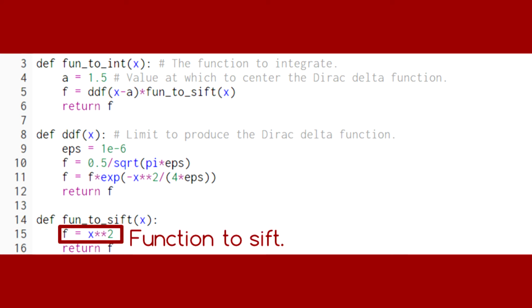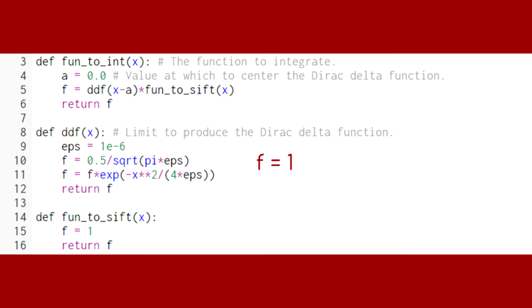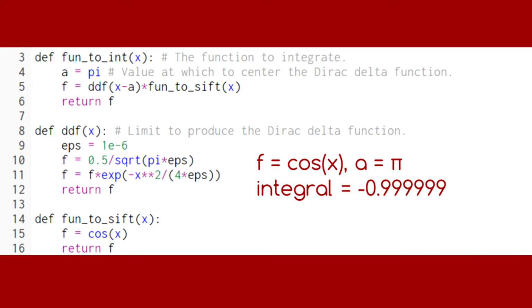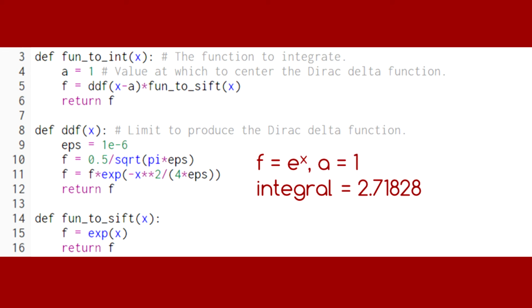Let's start out with a simple demonstration, f equals 1. Our sifting integral picks out the appropriate value of 1, even as we change the location of the Dirac delta function's spike. Let's up the ante and try sifting f equals x squared. Sure enough, wherever we place the spike, we get the x value squared. We can repeat this process with any function, and as long as our epsilon is small enough, we'll see that the sifting property holds.